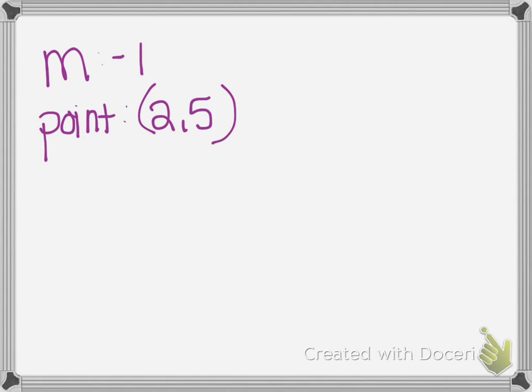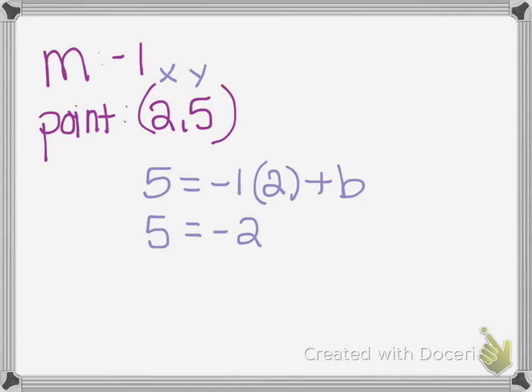Let's look at another example. If I gave you the slope was -1 and the point 2, 5. Again, we're going to borrow this xy point, and I'm going to write 5 equals -1 times 2 plus b. -1 times 2 is -2. To get b by itself, I'm going to add 2 to both sides. So b equals 7.